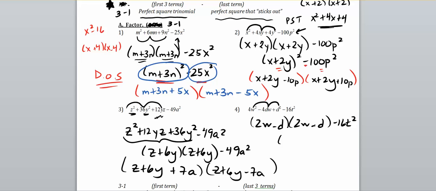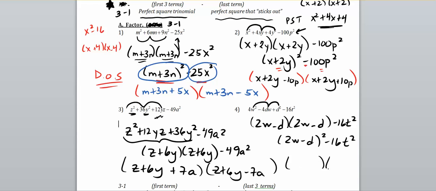And it would also need to be negative because when I did 2wd and 2wd, in order to get a negative 4wd, I need both of those to be negative. So I have to have the same binomial squared. So it was good that I checked my work and said, wait a minute, it has to be 2w minus d quantity squared minus 16t squared. Now you have the difference of perfect squares.